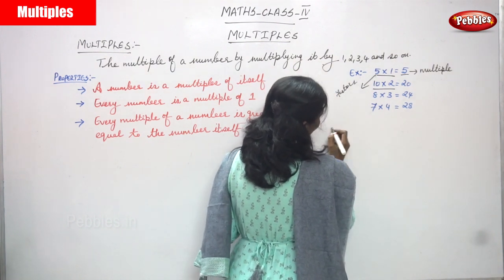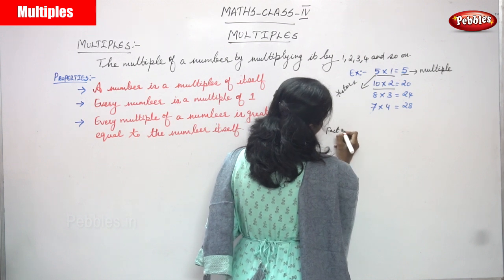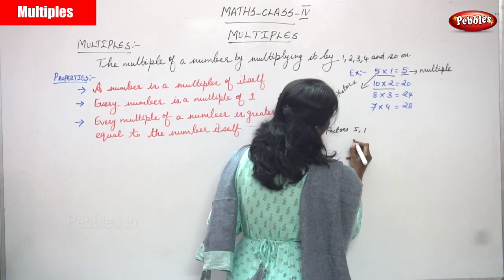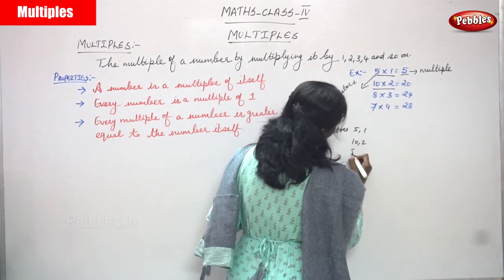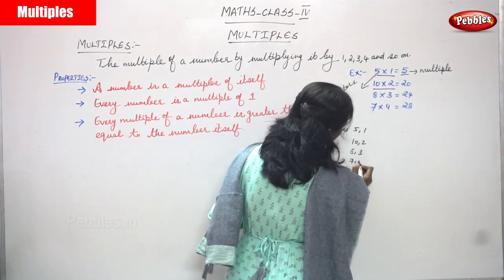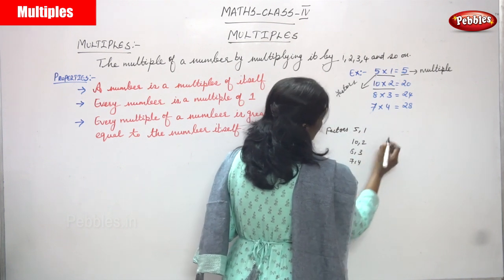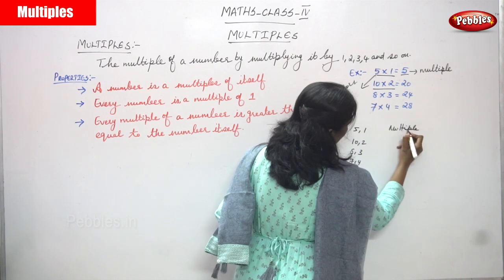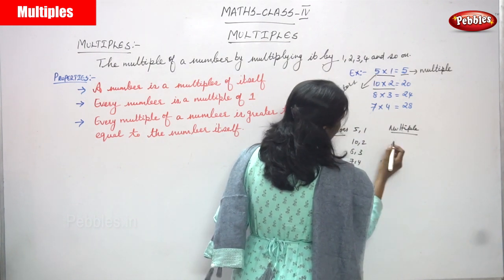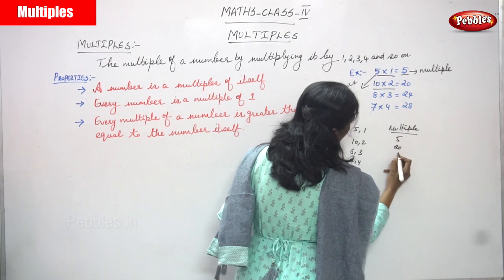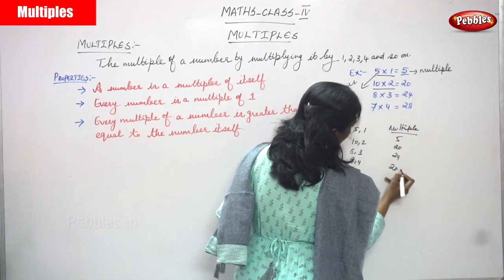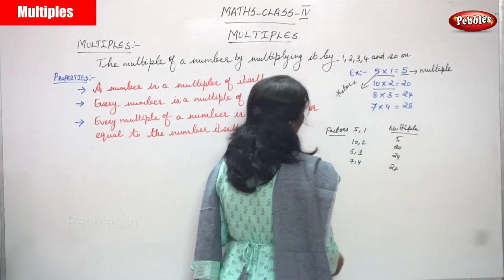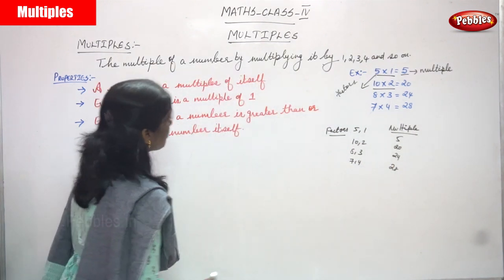So what are the factors? First one, 5 and 1. Next one, 10 and 2. Next, 8 and 3, and 7 and 4. These are the factors, and the multiples are the answer, the result, the product. That means 5, 20, 24 and 28. These are called multiples.